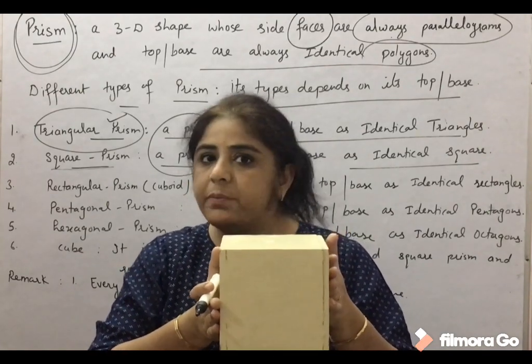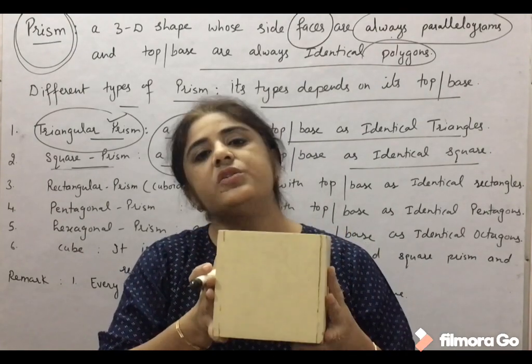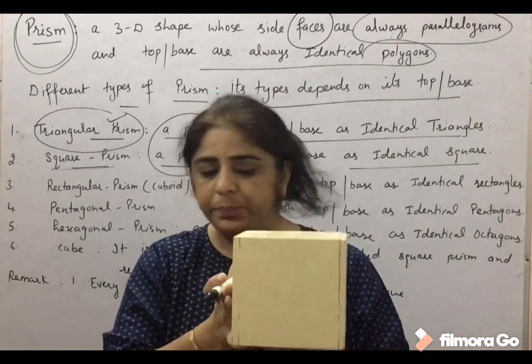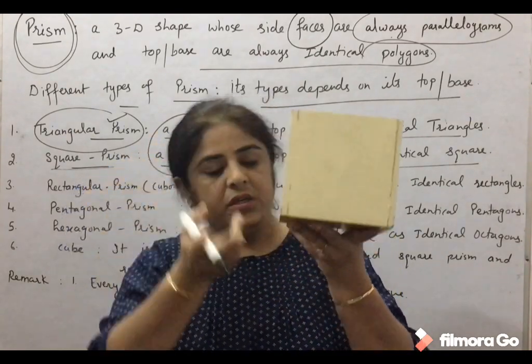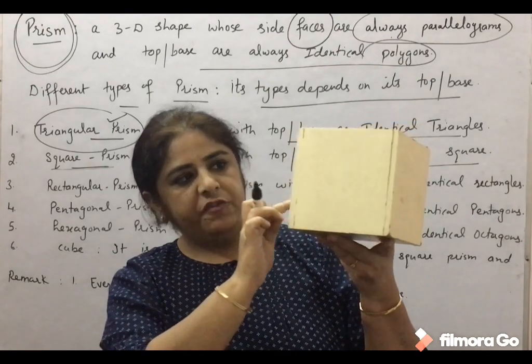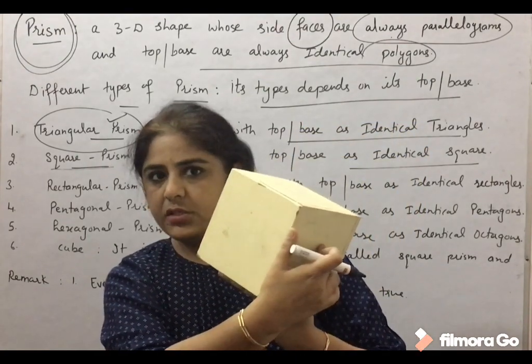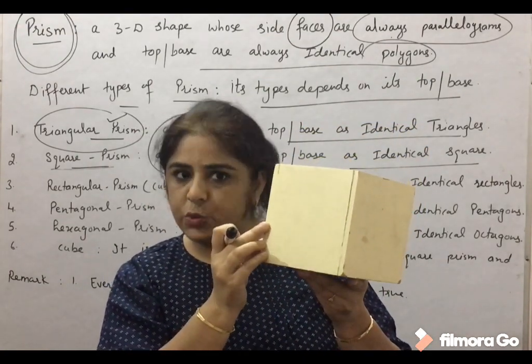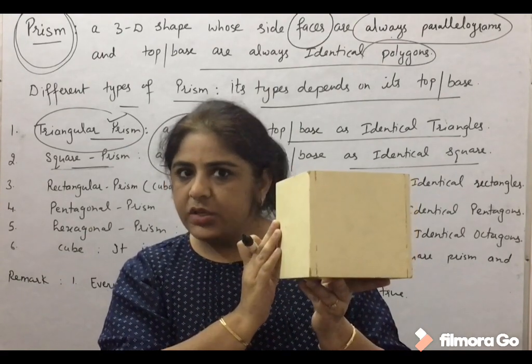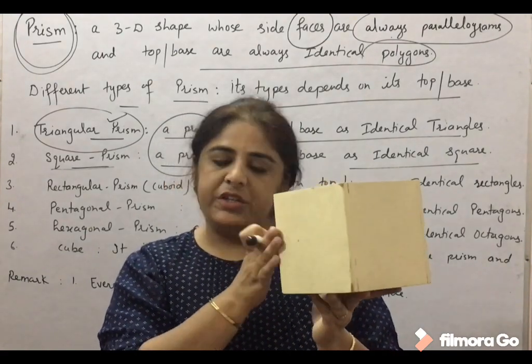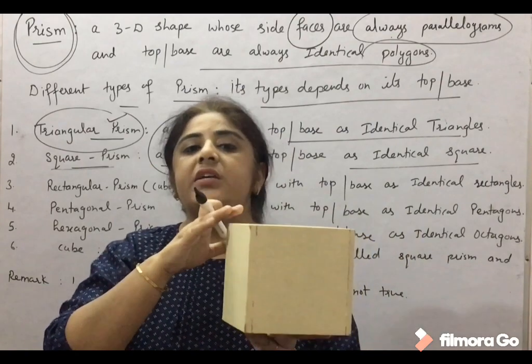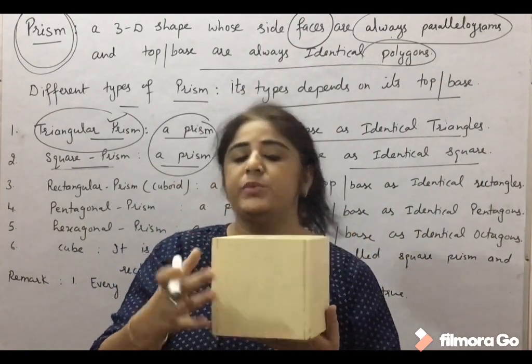Students, now we will come to know that we all know this is a cube. So what type of prism is this? This is called a square prism. How? Top is a square, base is a square. If we go with the side faces, we are observing these are squares. Every square is a parallelogram. So every cube is a square prism.